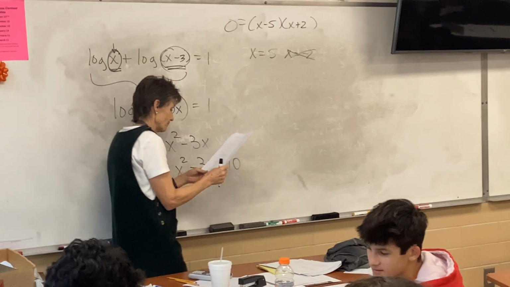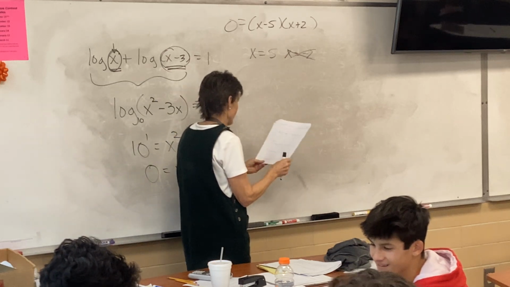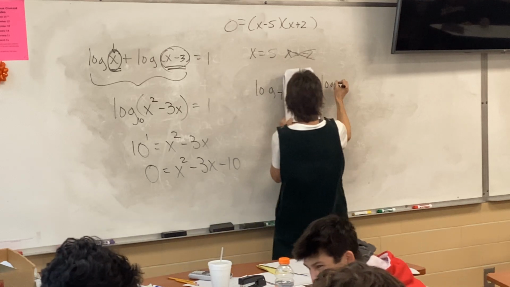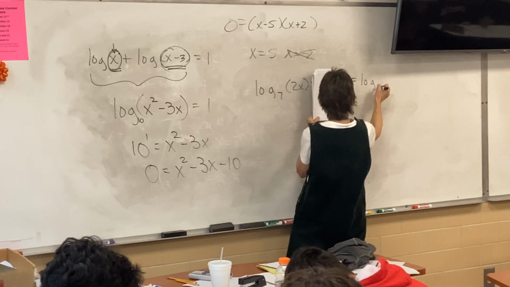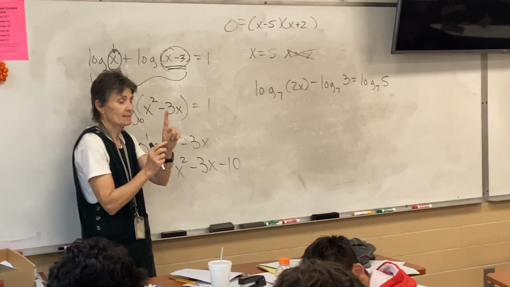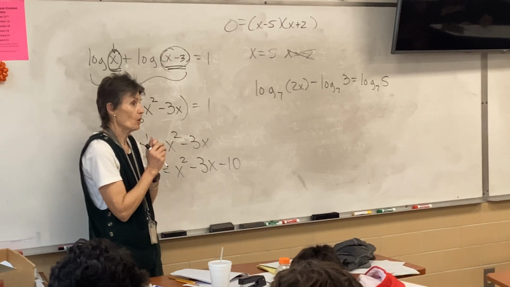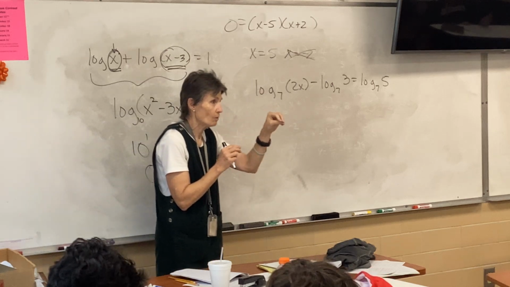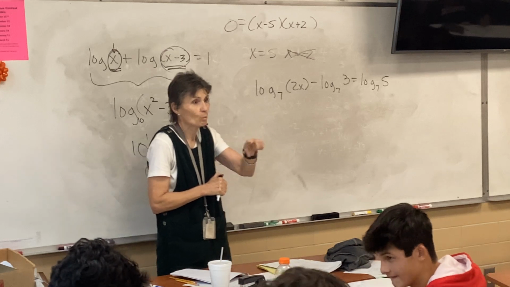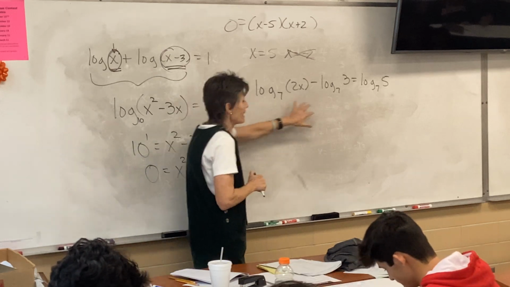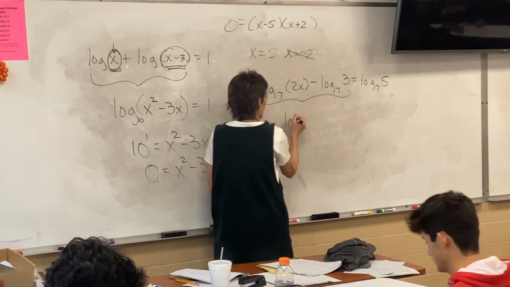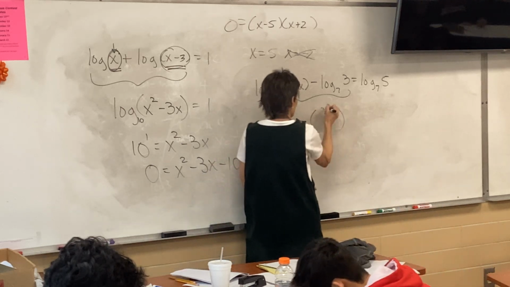All right, one more. E. Oh boy, look at E. This one looks pretty creepy. It looks like it's got a lot of work to it. Okay, first things first. You gotta combine your logarithms. No one can solve a logarithmic equation if you have more than one log on each side. You can have one, but you can't have two. So these two are going to get put together. 2x over 3.